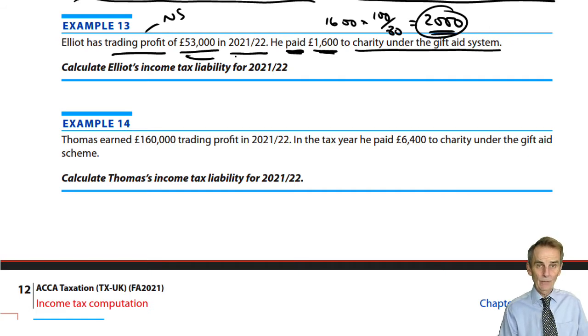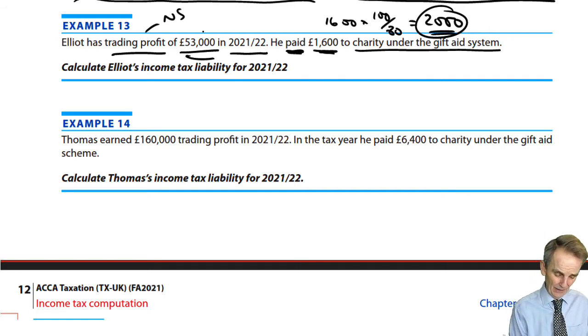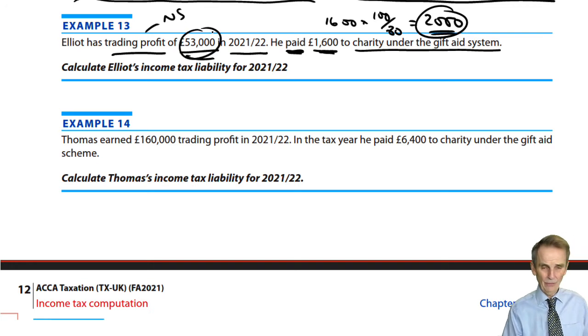So what do we do? Income tax computation, £53,000 worth of non-savings income. That 2,000 gross, 1,600 net does not touch the income tax computation. It is not an allowable deduction. So your non-savings income is 53. Your total income is 53. We take away your personal allowance there. We know what that is.